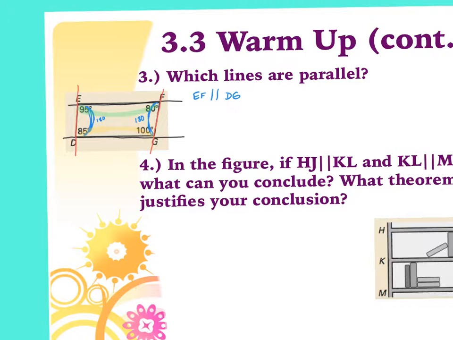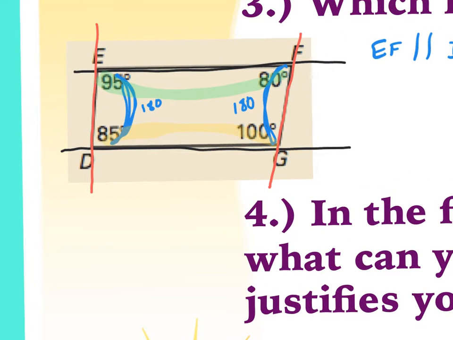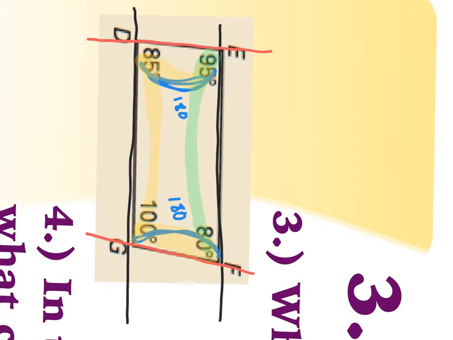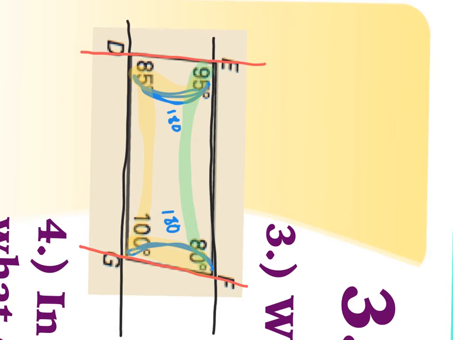So the same side interior, if I'm looking at EF and DE, would be these angles, and this angle. Those add up to 180. If they add up to 180, then the lines are parallel. But if I look at the lines from this way, in order for this one and this one to be parallel, then these two and these two have to add up to 180, and they don't. Yep.